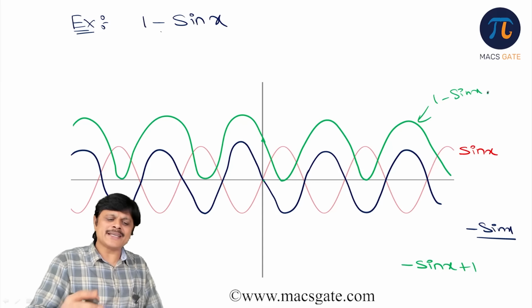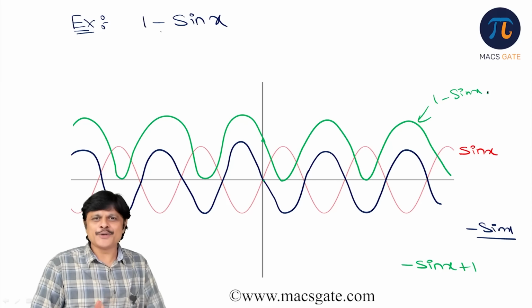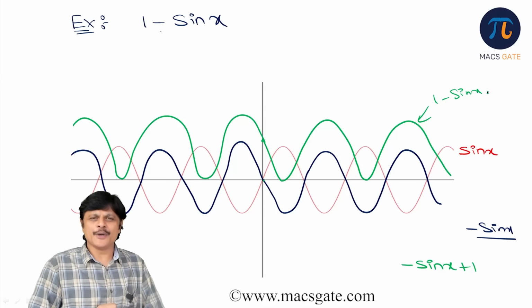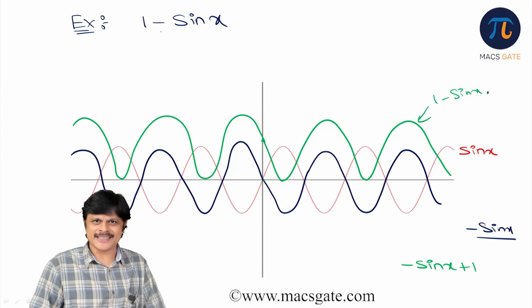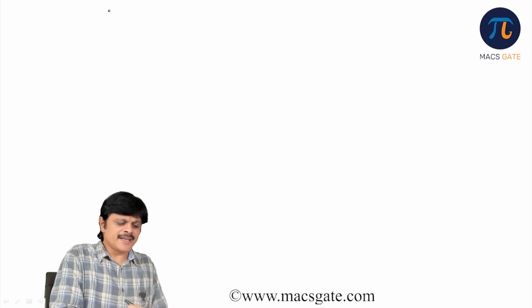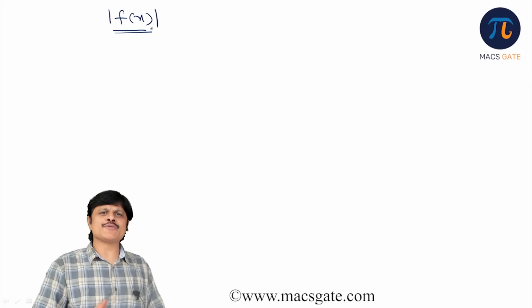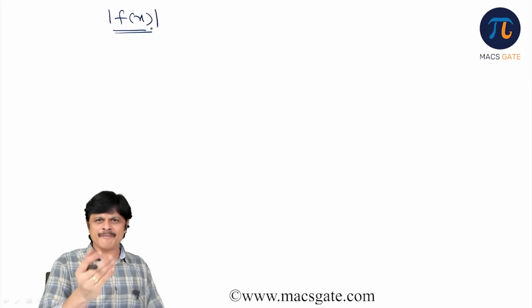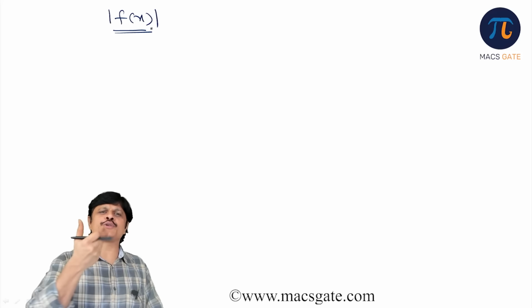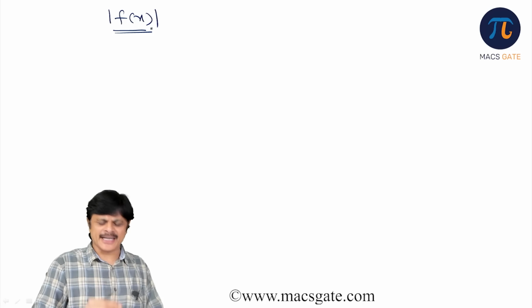So when you know basic graphs, you can get other graphs using this simple shifting, reflection properties and other things. Clear? The next interesting graph is the mod f(x) graph. Graph of mod f(x). So what we need to do is, whatever portion of the graph is below the x-axis, we need to shift it to above the x-axis. That is the basic idea for this.